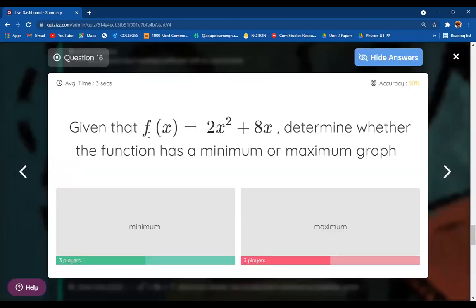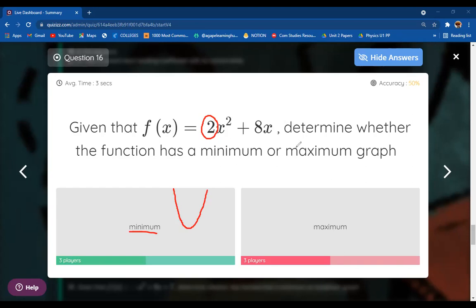Right. Given that f of x is 2x squared plus 8x, determine whether the function has a minimum or maximum graph. To know whether it's minimum or maximum, we have to look at a. A is the coefficient of x squared. So all you have to do is look at the number before x squared. If a is positive, then it's a minimum curve. How do you remember this? Minimum looks like a smile. So if you have a positive attitude, then you're smiling.